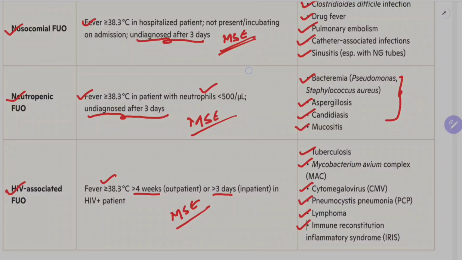So what are the common infections? Just number one is tuberculosis. Cytomegalovirus infections, Pneumocystis pneumonia infection, and Mycobacterium avium complex. And IRIS, immune reconstitution inflammatory syndrome, or HIV associated lymphoma. Okay, these are the causes.